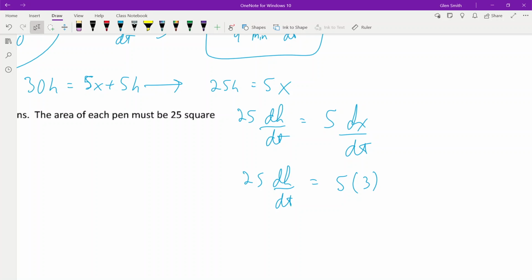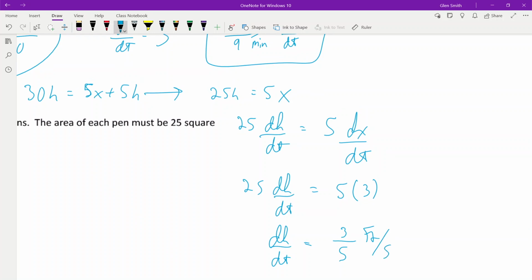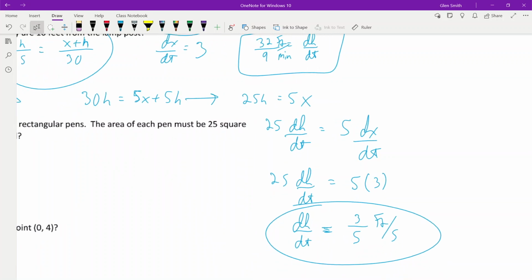Okay, everybody good? This makes sense? We agree with these numbers? So then dh dt, when you divide by that 25, a 5 cancels, is just 3/5. And what's that in feet? Feet per second. So that shadow is getting longer as they walk away from the lamppost at 3/5 feet per second. At that moment in time, but really the whole time for these kinds of questions. Good? Yes, ma'am.